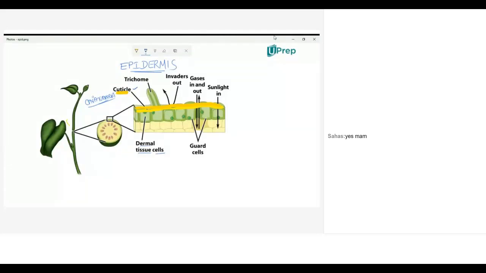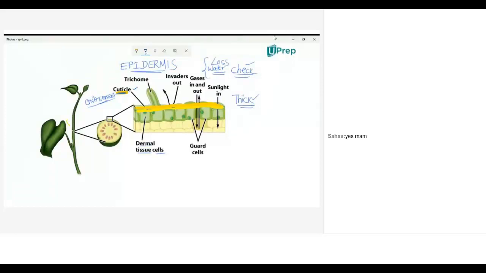What happens when water is continuously lost from the plant? Loss of water from the plant, what do we call it? Transpiration. Yes, if the plant continuously loses water, what will happen? The plant will wilt and may die, obviously. So there should be some check on the loss of water, isn't it? How can water loss be checked? Because of the presence of a thick layer called cuticle.